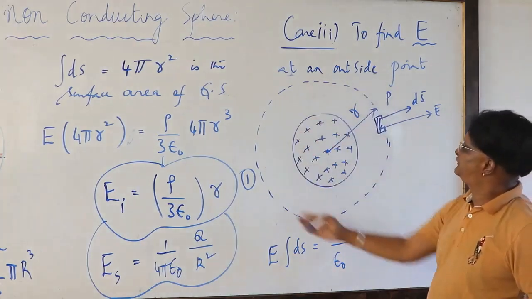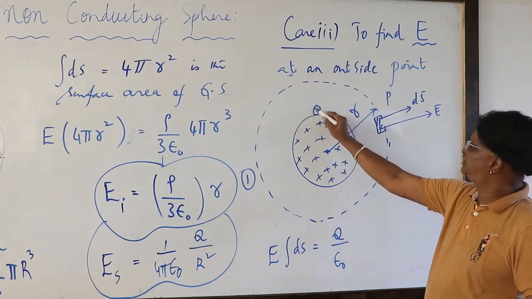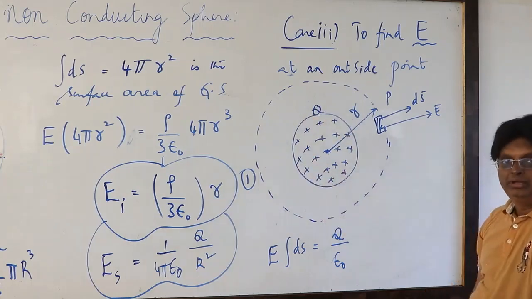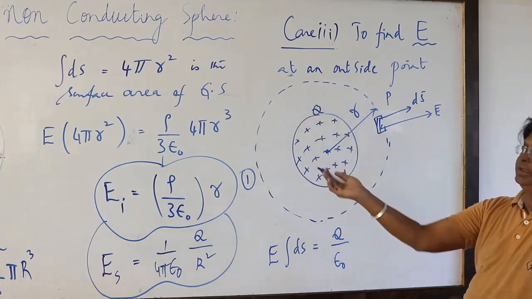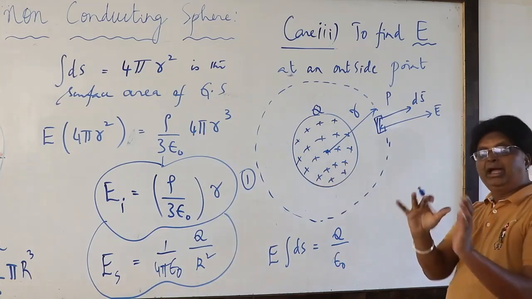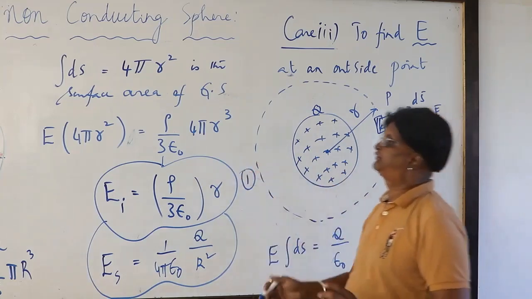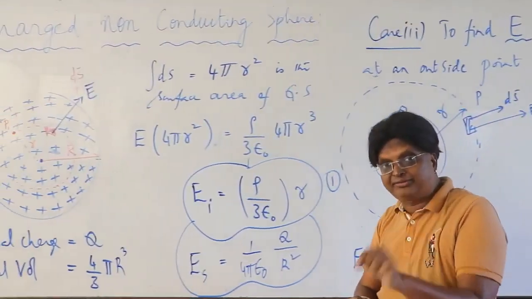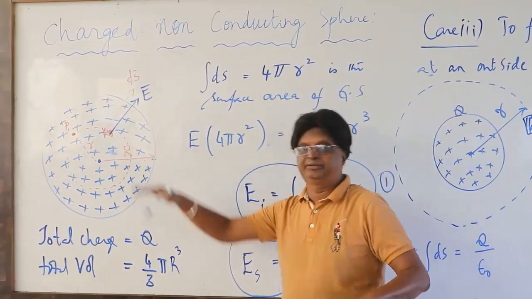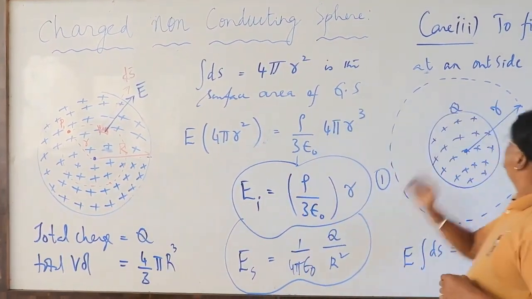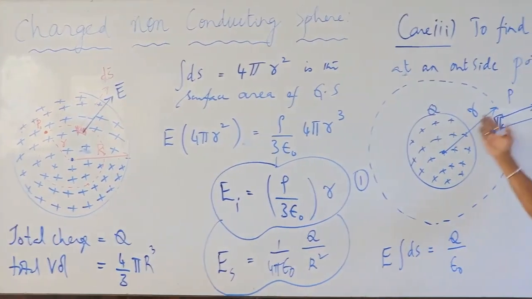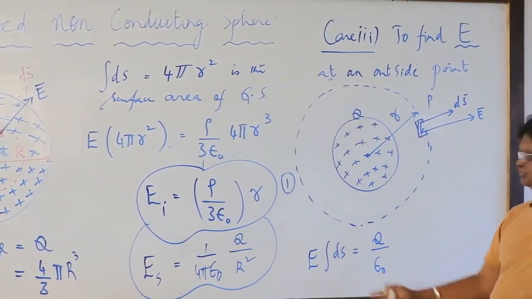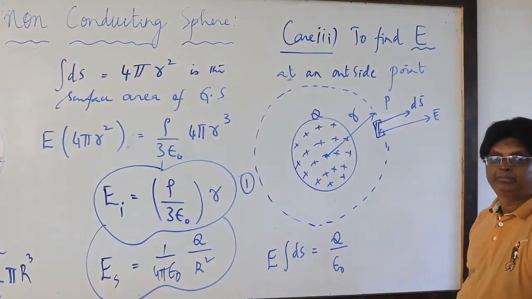Because the Gaussian surface now encloses the total charge, which is capital Q. In the case of a point inside, we have a smaller sphere of smaller radius, and therefore the charge enclosed is lesser in this first case. But when it comes to an outside point, you see the Gaussian surface is enclosing the total charge and therefore this becomes Q.